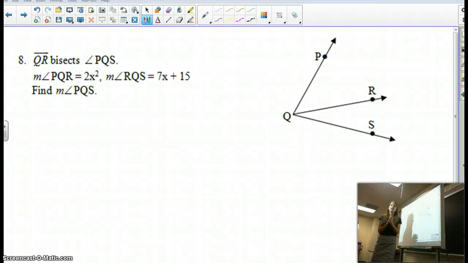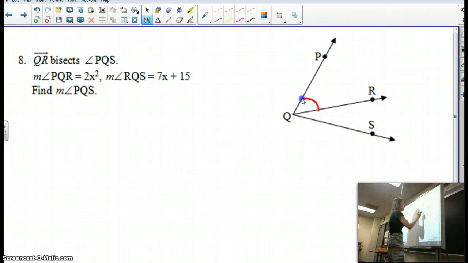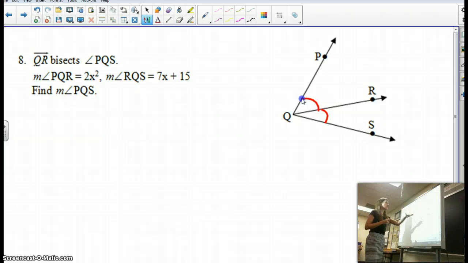Alright, so this is number 8 from our angle addition worksheet. We were given some information. Ray QR bisects angle PQS. So immediately I'm going to put my markings to show, yep, I do know that it has bisected it. It's cut it in half. So now I have two congruent angles.